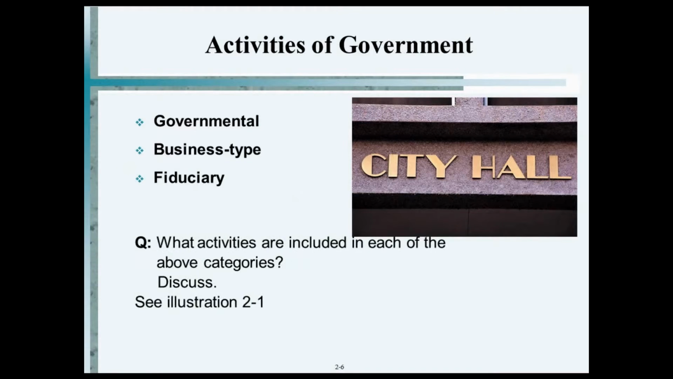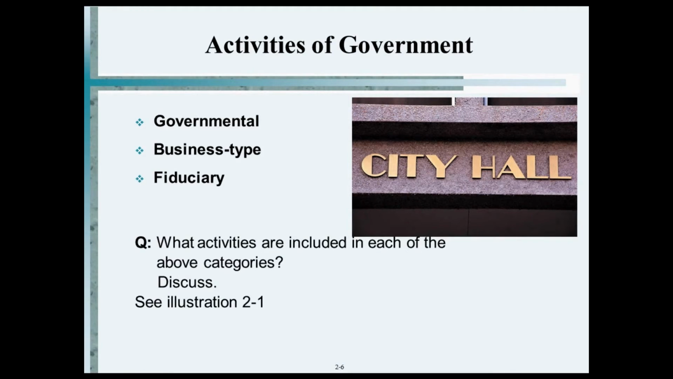All right, and I think you're familiar also with the activities of the government itself. So let me just ask you first, and we'll talk about it. What are the typical governmental activities? What do governments do? What services do they provide? Yes, maintain highways, streets. What else? Education, public safety, right? Police, fire, all these kinds of administrative functions and police functions. So those are called governmental activities.